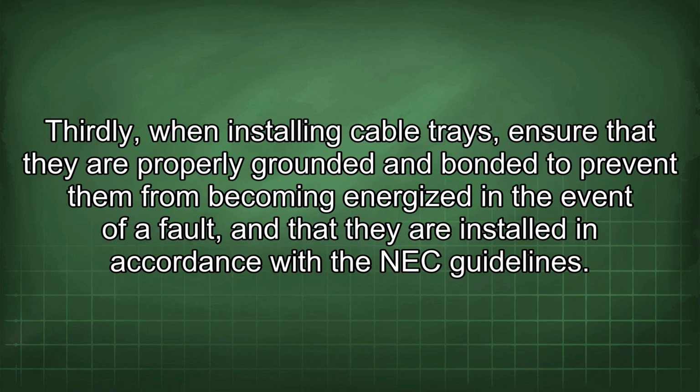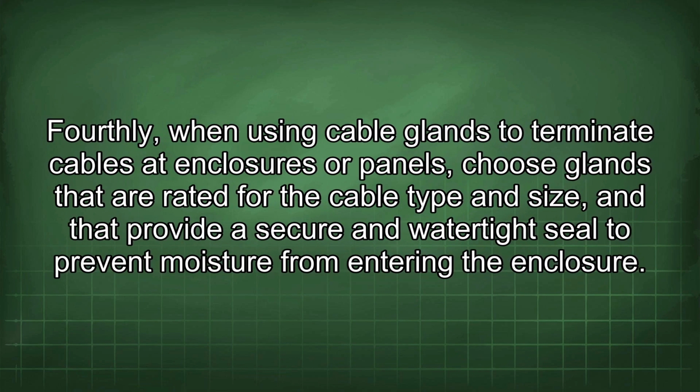Thirdly, when installing cable trays, ensure that they are properly grounded and bonded to prevent them from becoming energized in the event of a fault, and that they are installed in accordance with the NEC guidelines. Fourthly, when using cable glands to terminate cables at enclosures or panels, choose glands that are rated for the cable type and size, and that provide a secure and watertight seal to prevent moisture from entering the enclosure.